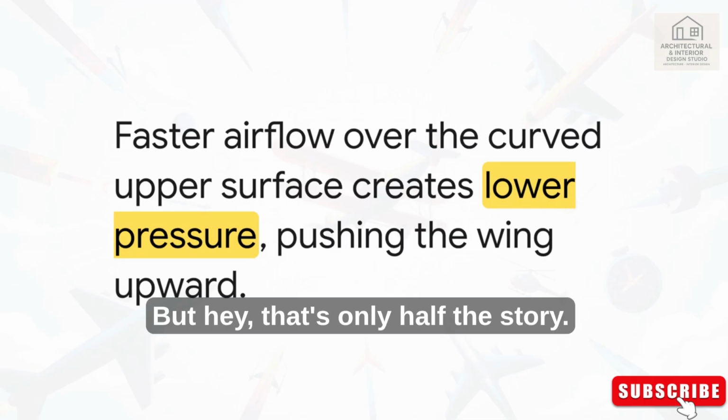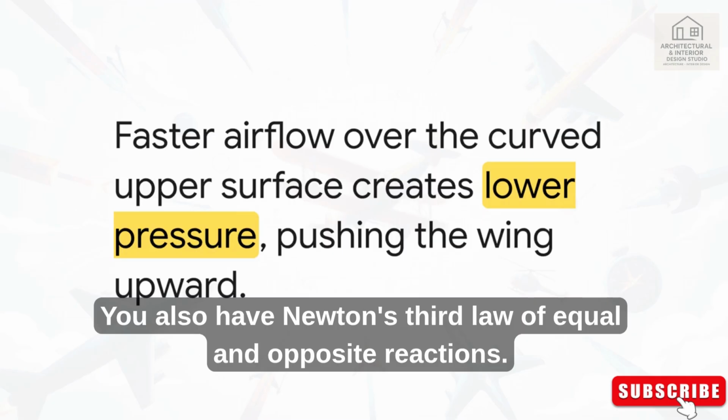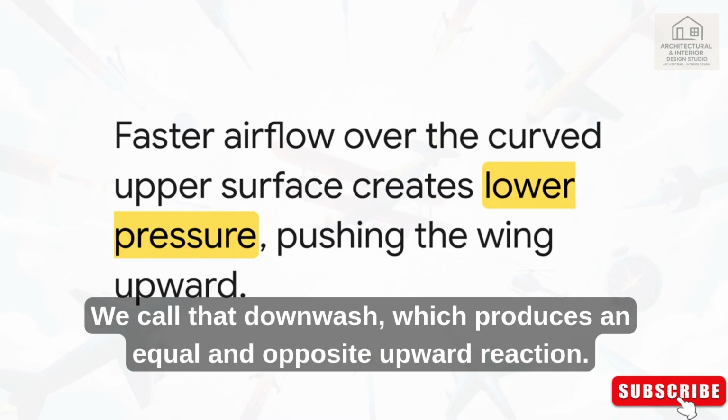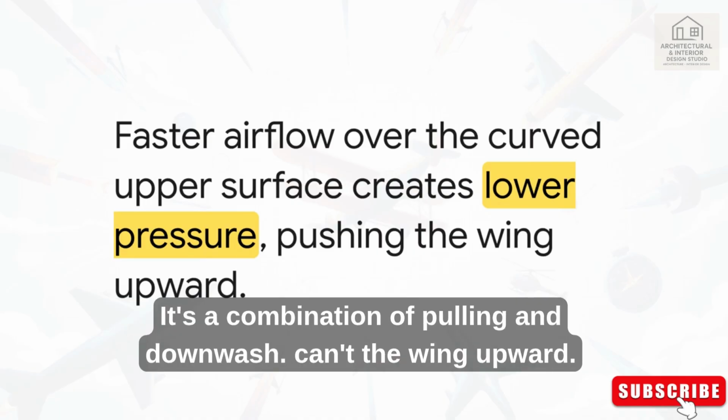But hey, that's only half the story. You also have Newton's third law of equal and opposite reactions. The wing actually deflects air downward. We call that downwash, which produces an equal and opposite upward reaction. It's a combination of pulling and pushing the aircraft right up into the air.